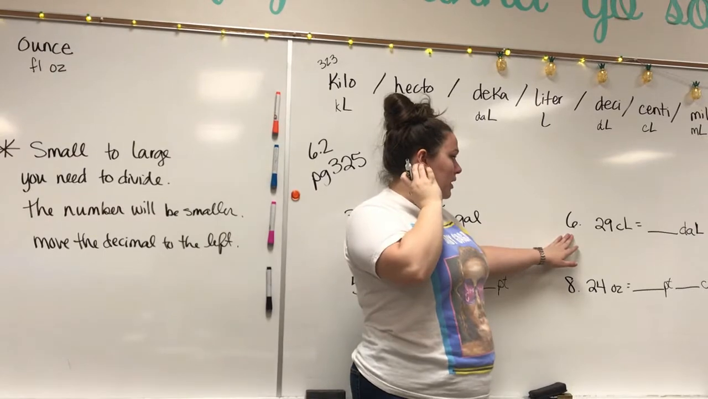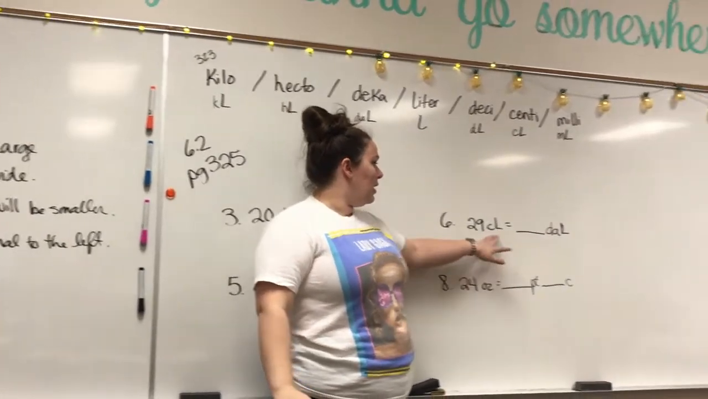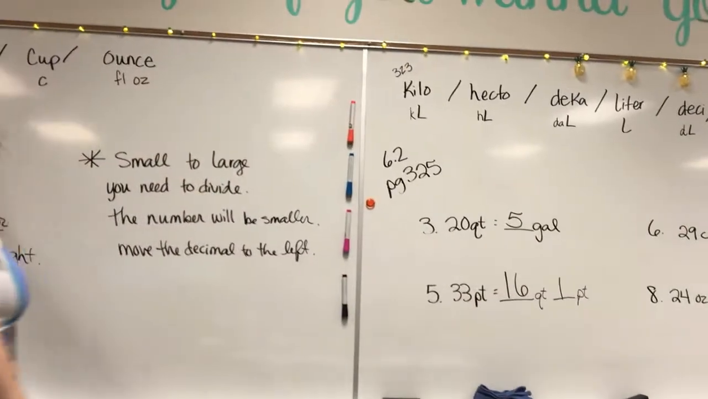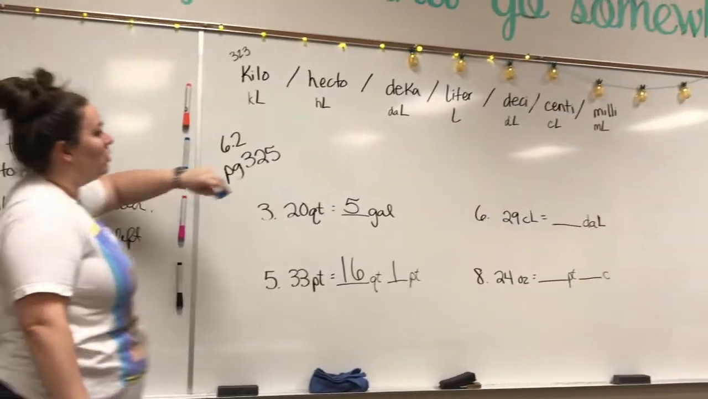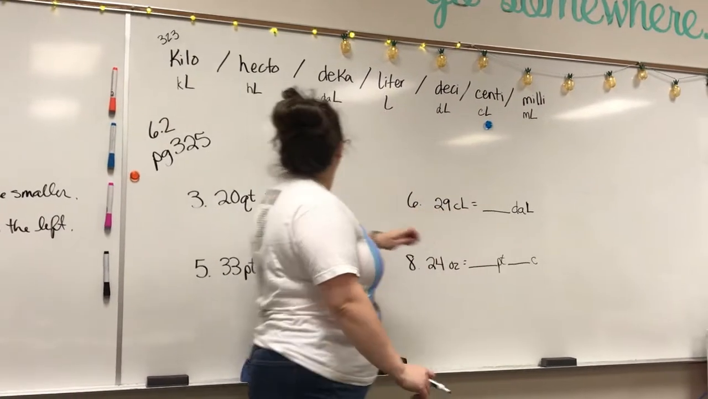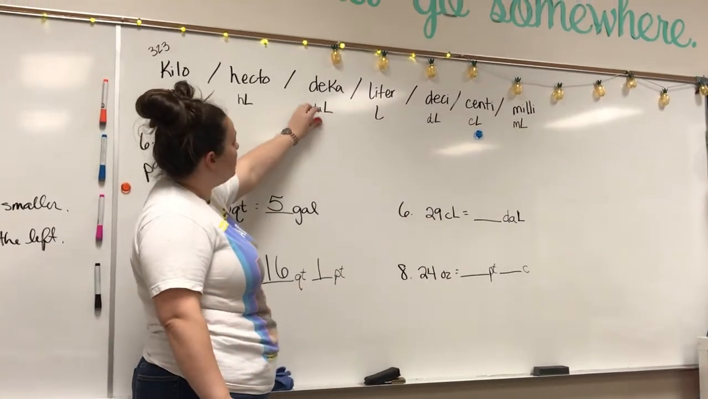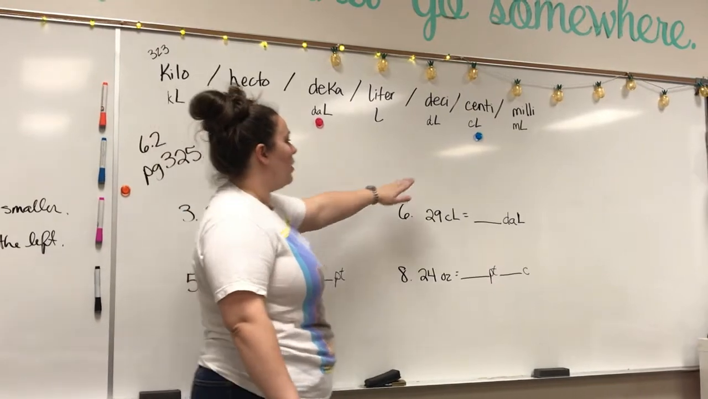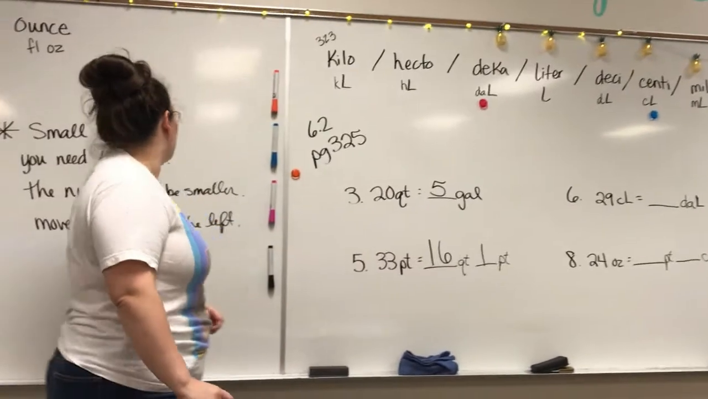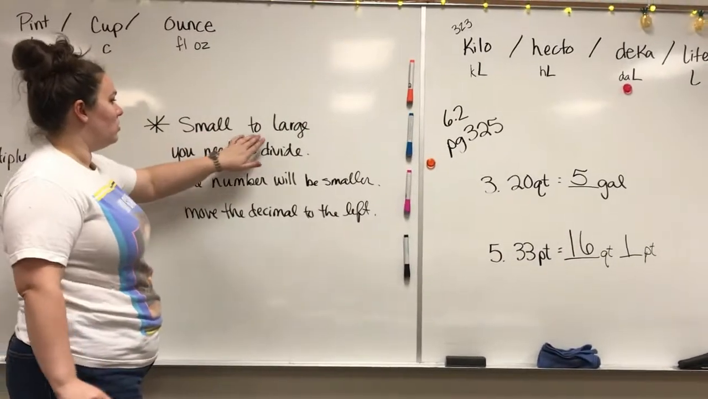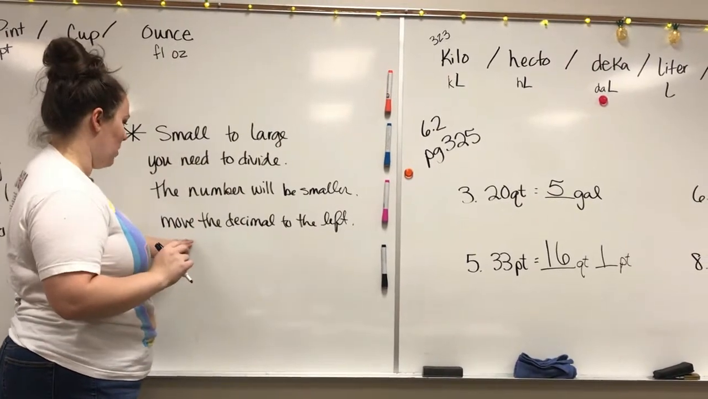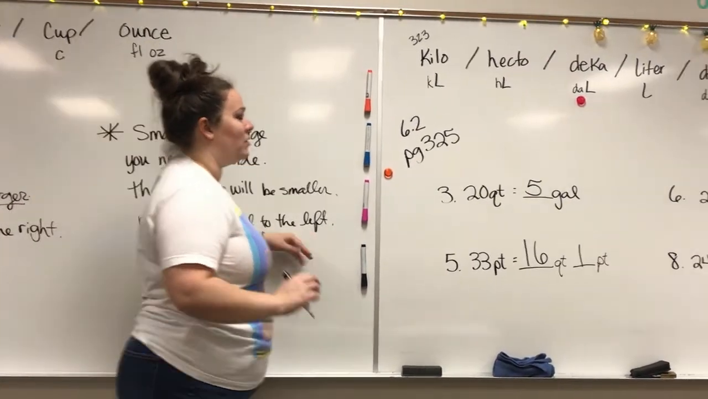Moving on to number 6. 29 CL, that's centiliters. I'm going to get my markers over here. Centiliters. And we are wanting decaliters. We went from small to large. Let's check our notes again. Small to large, and since we're using the metric system, we just get to move our decimal this time. Move the decimal to the left.